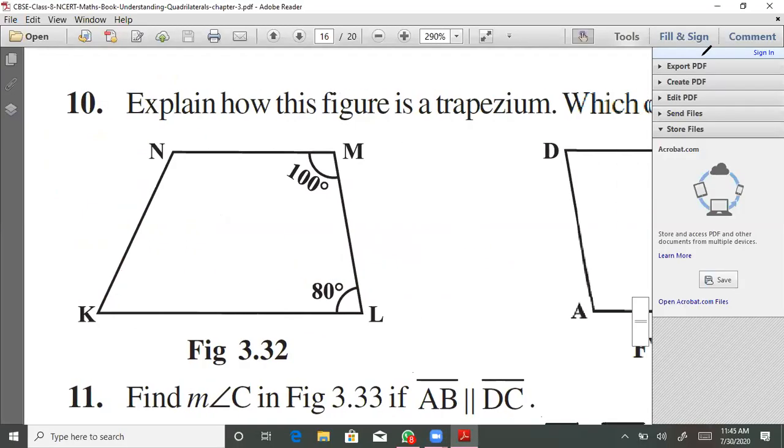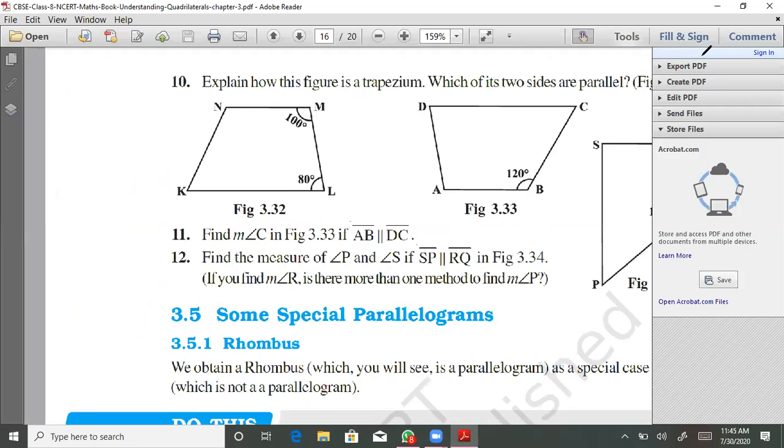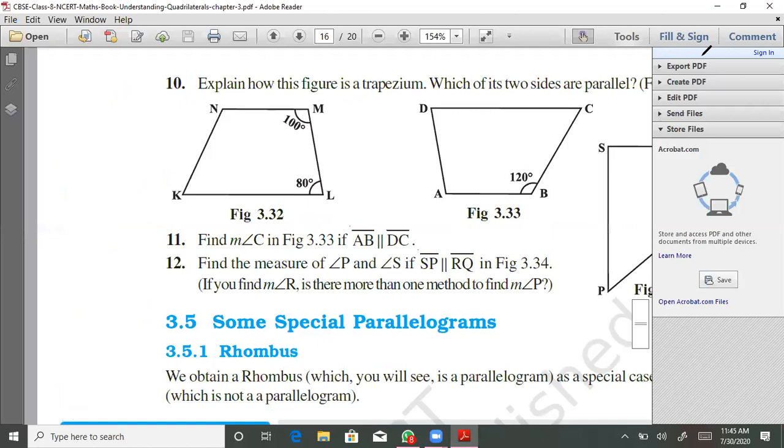The next question is question number 11, and for this we have been given figure 3.33, and the question is: find the measure of angle C if AB is parallel to DC. It's the same as the 10th question, as we did in the 10th, but there the angles were given and here we have to find an angle. So here you are to find angle C, and these two lines are given as parallel. This is the figure of question number 11. You have to measure angle C and you are given angle B, and AB is parallel to CD.